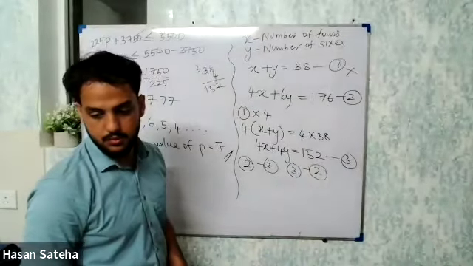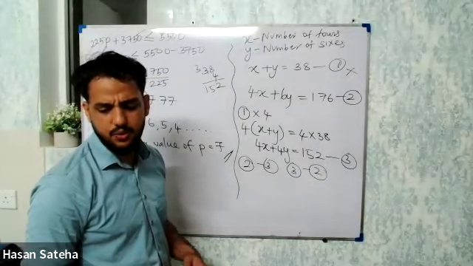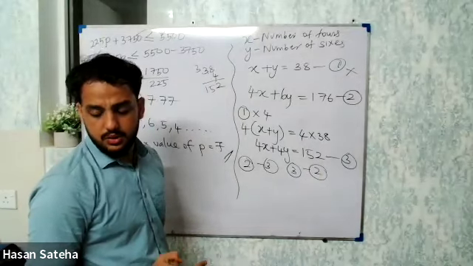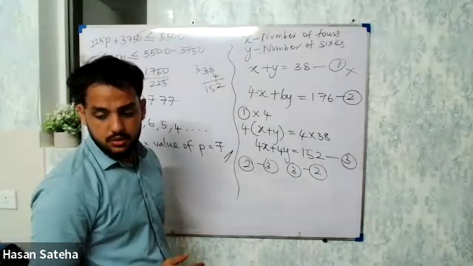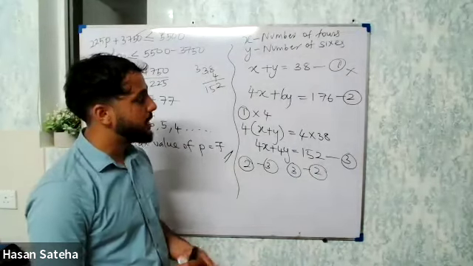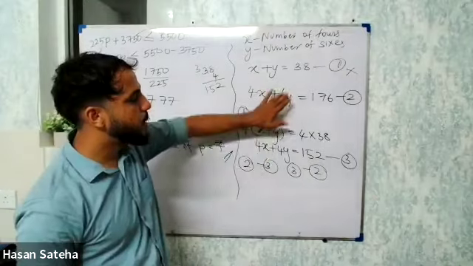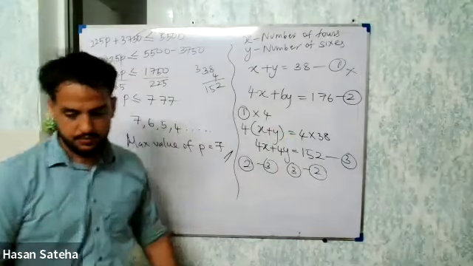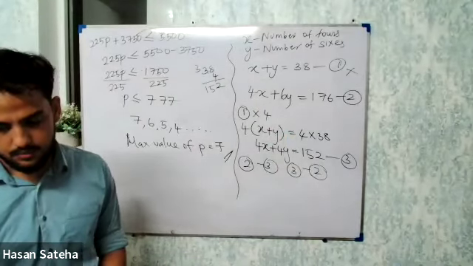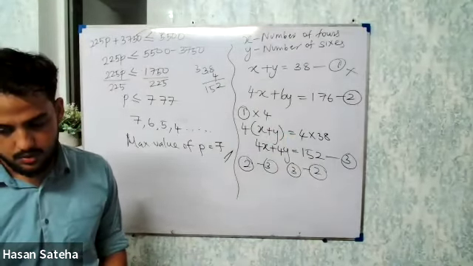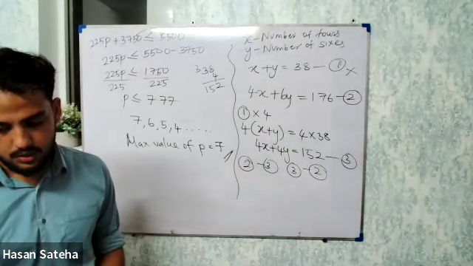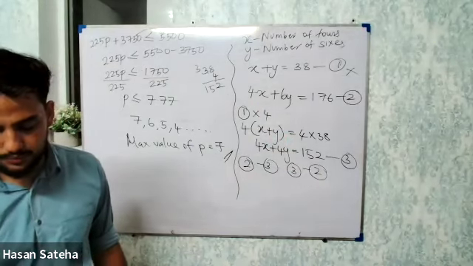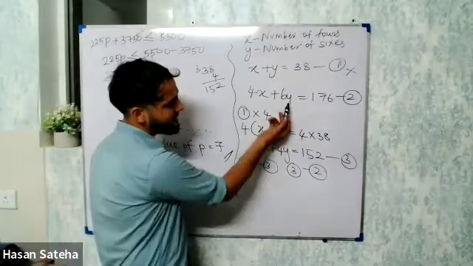2 minus 3. Yes, Ayan, your voice is very low. I can't hear you. 3 minus 2? Think, minus, now you are removing x, so y should be positive. Which will make the y positive? 2 minus 3 or 3 minus 2? 2 minus 3.